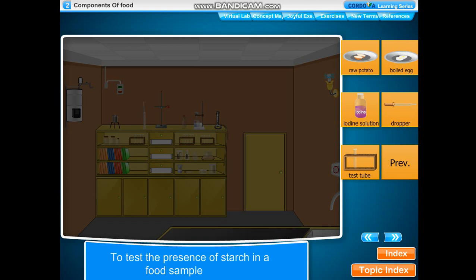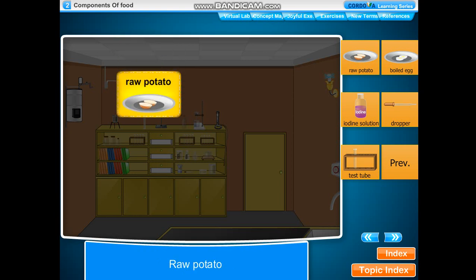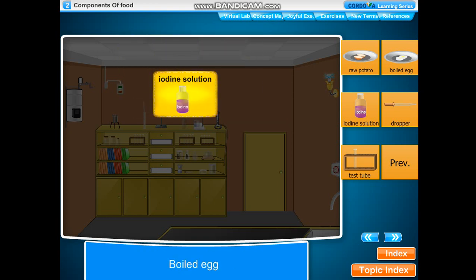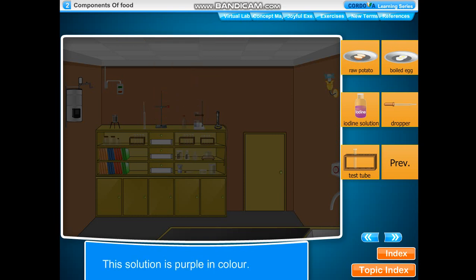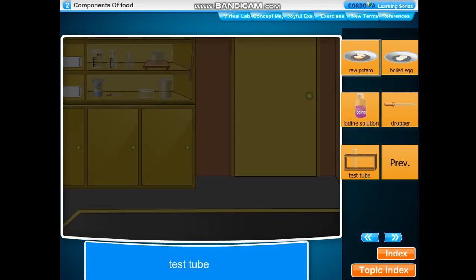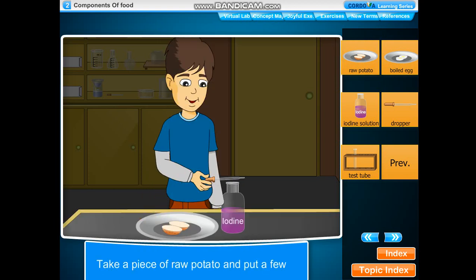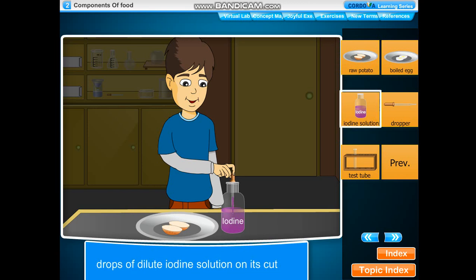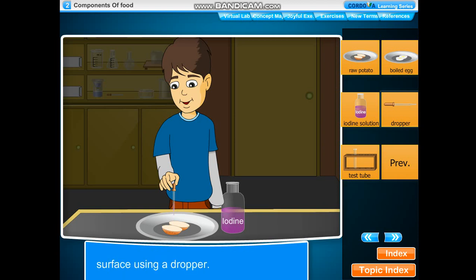Activity 2. To test the presence of starch in a food sample. Things needed: raw potato, boiled egg white portion, iodine solution. This solution is purple in color. Dropper and test tube. Method: take a piece of raw potato and put a few drops of dilute iodine solution on its cut surface using a dropper.